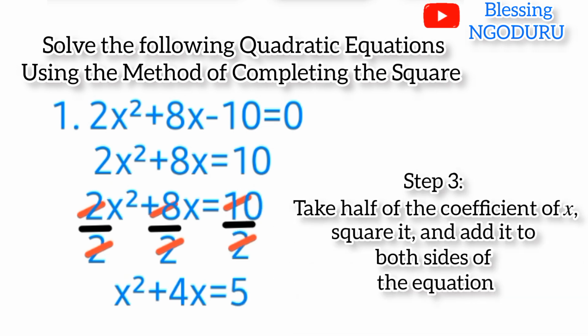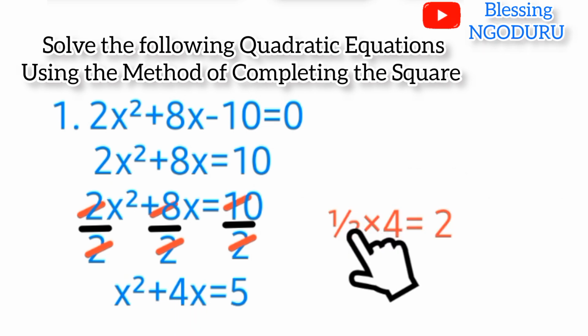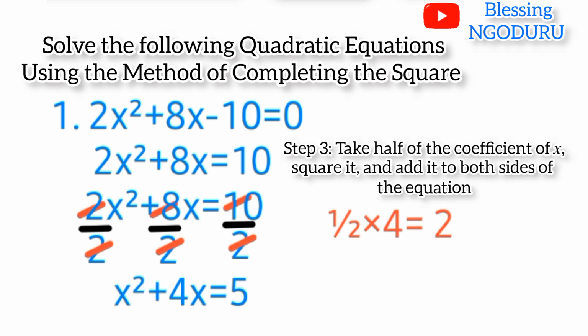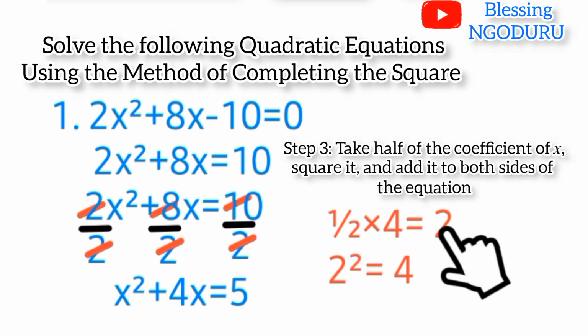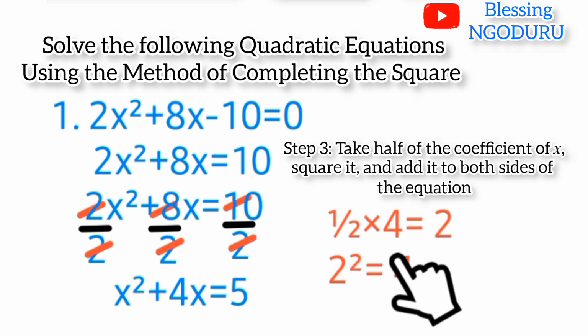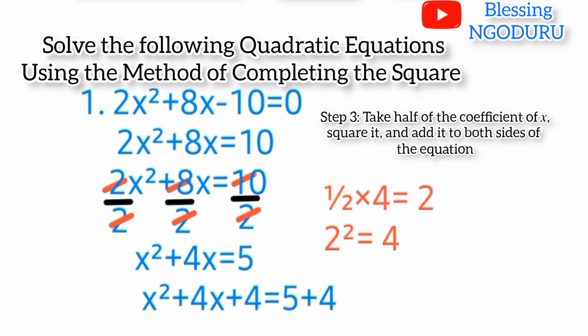gives 5. Take half of the coefficient of x, square it, and add it to both sides of the equation. So the coefficient of x here is 4. We are instructed to take half of 4. Half of 4 means 1 over 2 times 4, which gives 2. Also, we are asked to square it. That is, we will square 2. And when we square 2, it gives 4 because 2 squared gives 4. Also, we are asked to add it to both sides of the equation. So we are expected to add 4 to both sides of this equation. We have x squared plus 4x plus 4 equal to 5 plus 4.